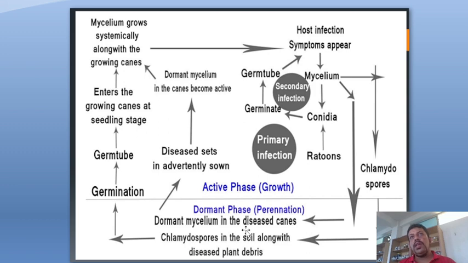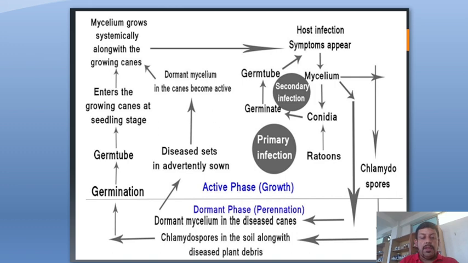So we have to wait until the active phase is shown in the field. It may take some time for the dormant phase to become the active phase. It depends on the environmental conditions, environmental humidity. If the favorable environment is there, definitely the dormant phase can transform into the active phase, and only then can we see the symptoms on the leaves, and slowly we can see the symptoms in the canes themselves. Okay, so this is the simple disease cycle of the sugarcane.